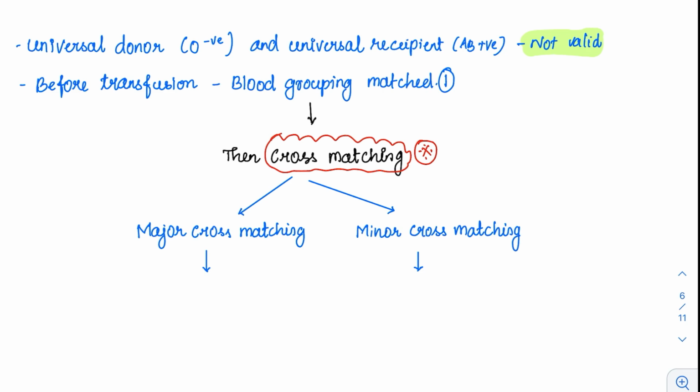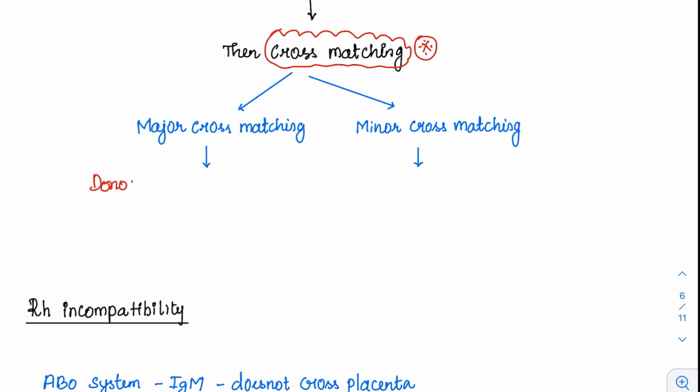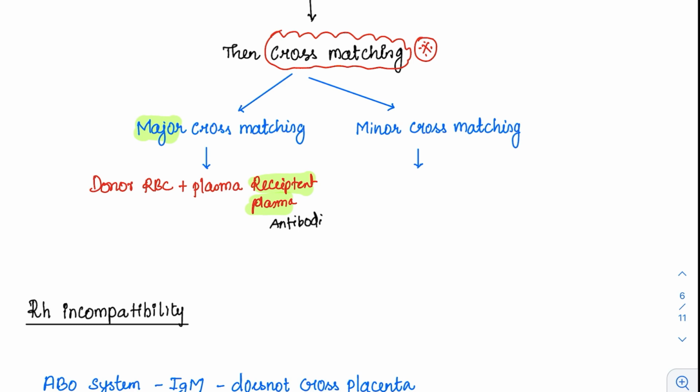First, coming to the major cross matching. In major cross matching, they take the donor RBCs. Suppose some donor is giving me blood. They take the donor RBCs and they take my plasma, that is, the recipient plasma. They cross match and see whether there is any reaction. Why is this called major cross matching? Because just in case the recipient plasma has some antibodies against the donor RBC, whatever donor RBC is entering my blood will be destroyed. So it will cause very serious damage to the recipient.